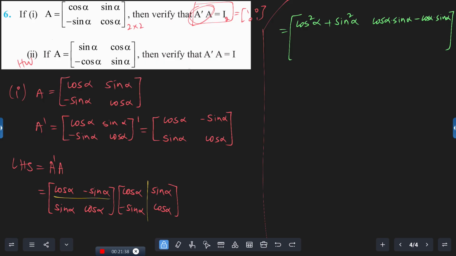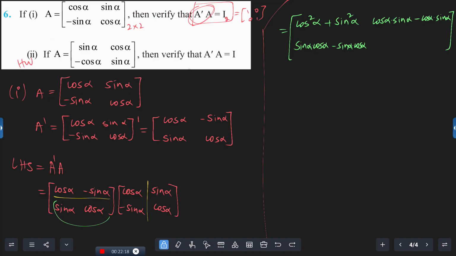Now first row is over. Second row we have to take, multiply with each column. Understand? In the second row, first element to first element: sin into cos. So that is sin alpha into cos alpha. Then second element to second element: cos into minus sin. So minus sin into cos you will be getting. Okay, now first column is over.